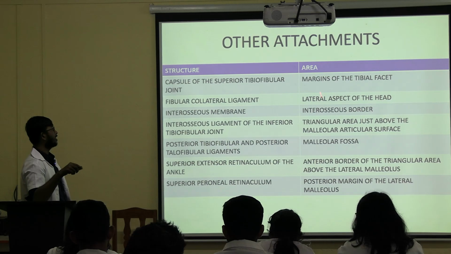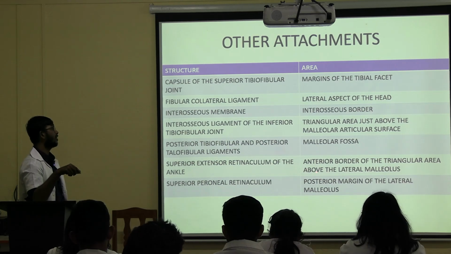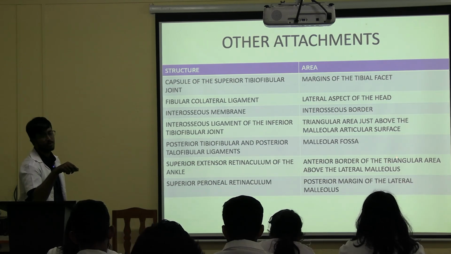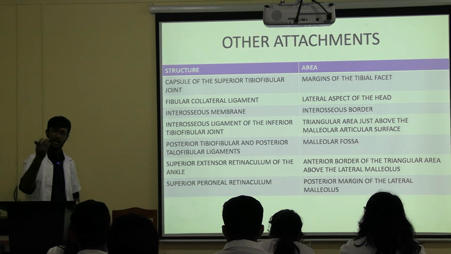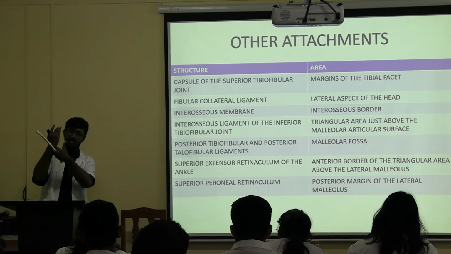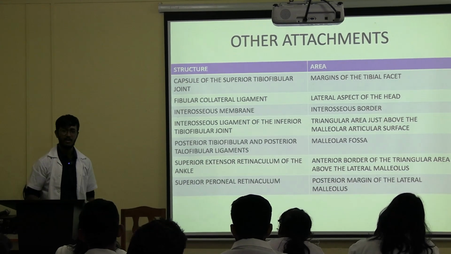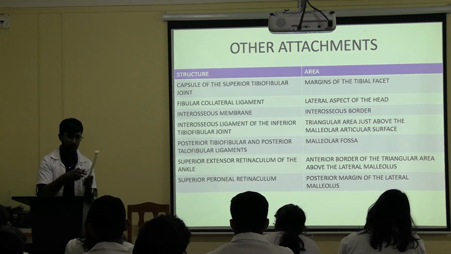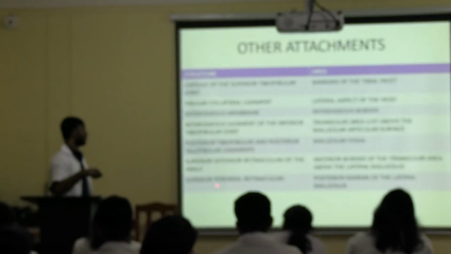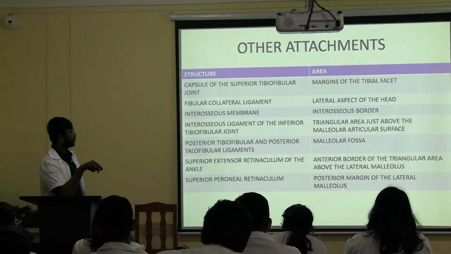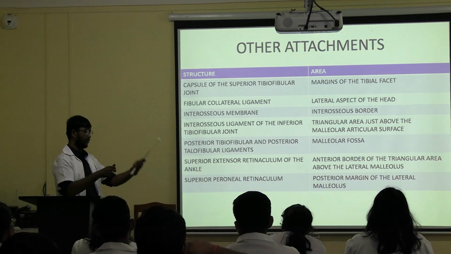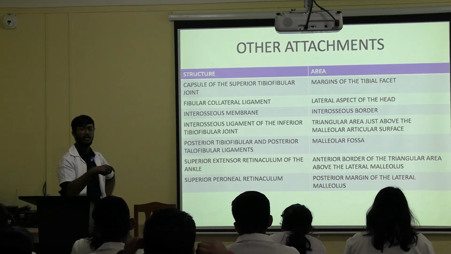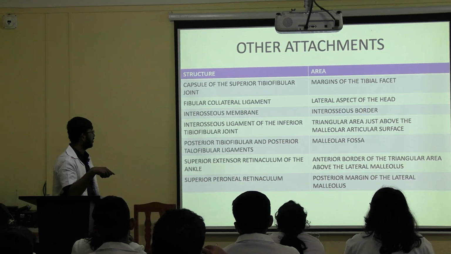Then the superior extensor retinaculum of the ankle is present on the anterior border of the triangular area above the lateral malleolus. We have seen the extensor retinaculum in the hand also; here it is present anteriorly in the foot. Then the superior peroneal retinaculum is at the posterior margin of the lateral malleolus, just behind the lateral malleolus.